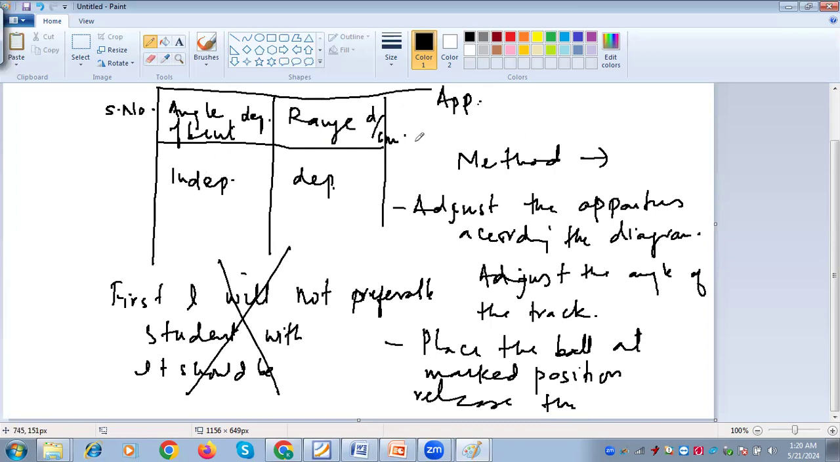Okay, apparatus, controlled variable. After writing apparatus, what will you do? You will write controlled variable, dependent, and independent, then method. Okay, and method, which if it is written in point, that will be easy for the examiner to read. Release the ball and note down the position where it lands.